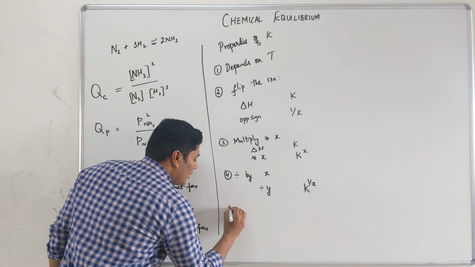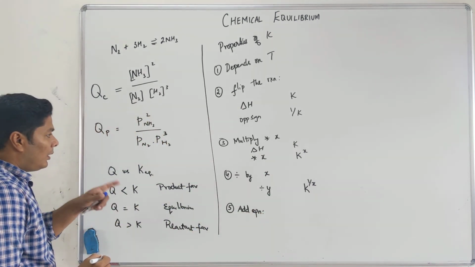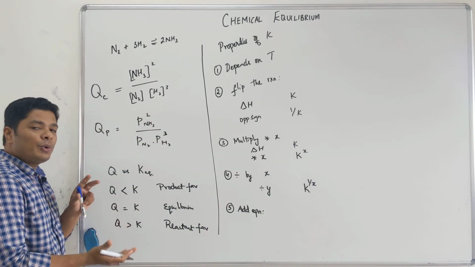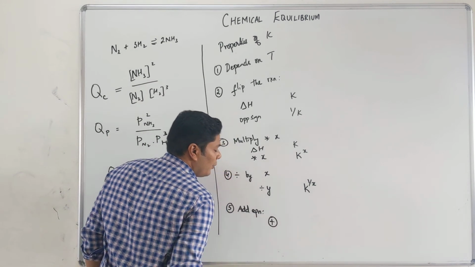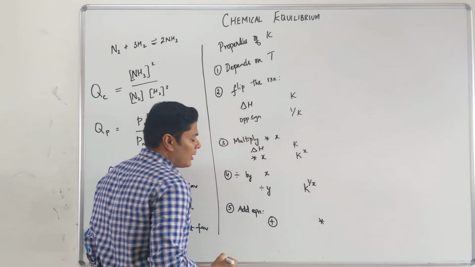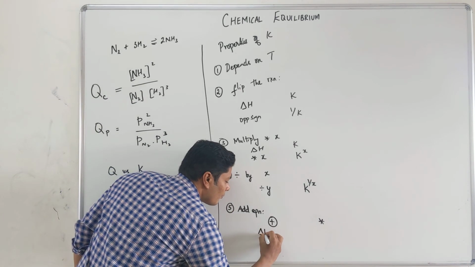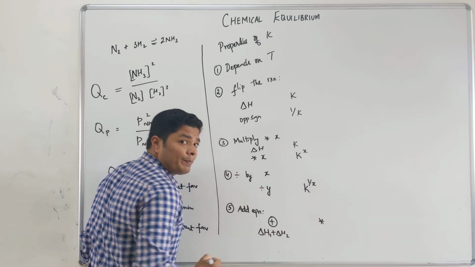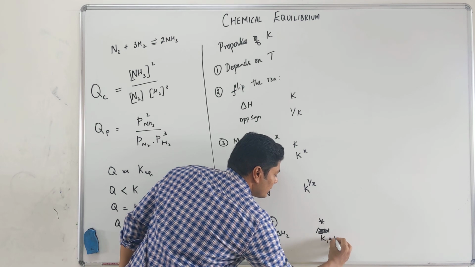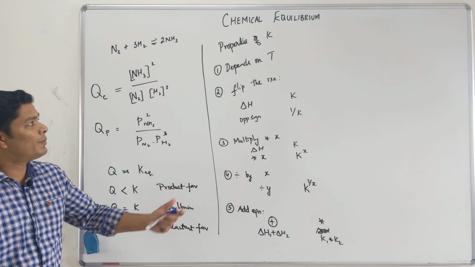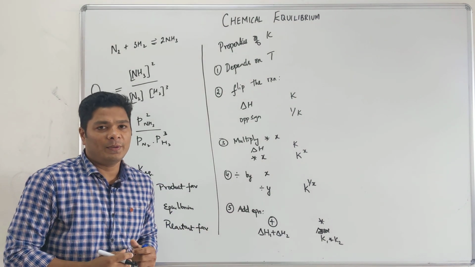Then when you add equations, what you do with delta H is, when you add two equations, the delta H is also getting added, Hess's law. So this gets added, whereas here they get multiplied. For example, there is an equation that has delta H1 and delta H2. It will become delta H1 plus delta H2. K will become K1 times K2. These are the basic properties of your equilibrium constant. Using this, we will build equilibrium very slowly. All right. Thank you guys.